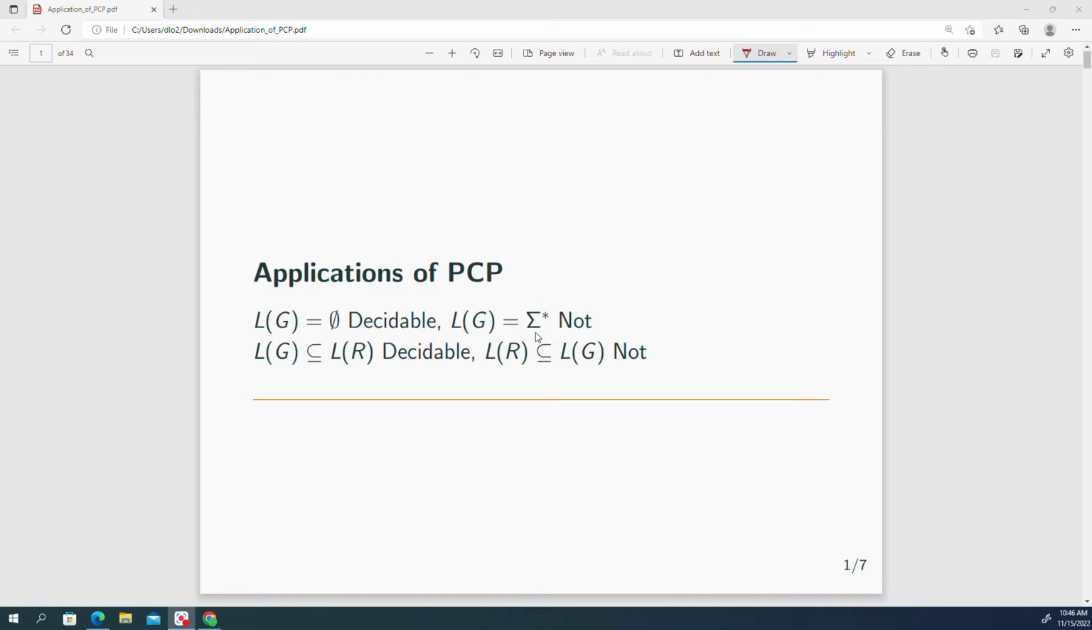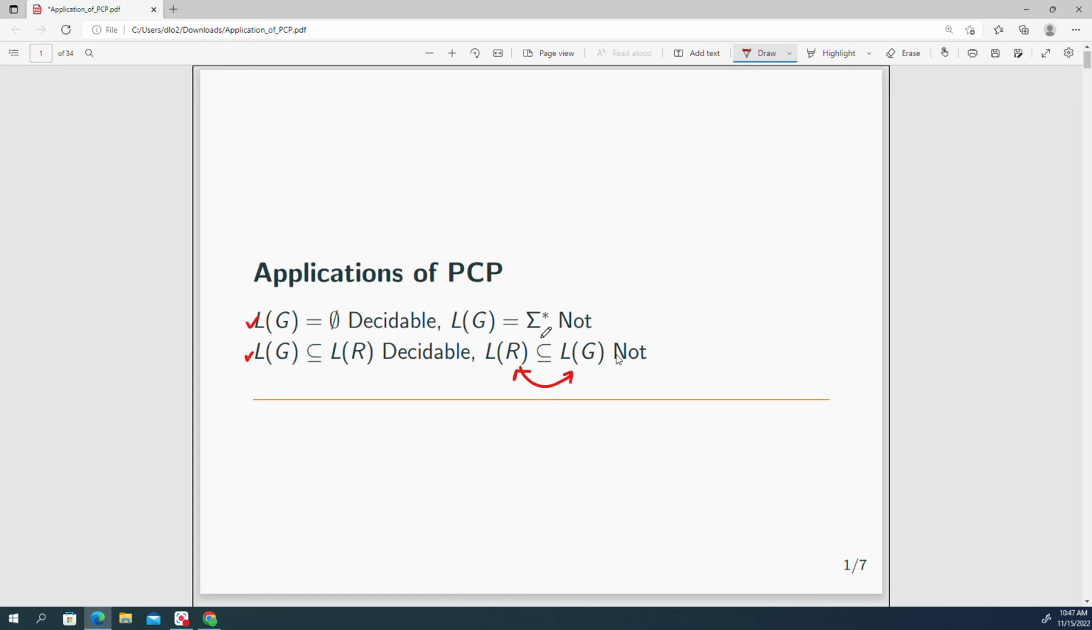Another question I will be talking about in this video is whether L(G) is a subset of L(R), where R is a regular expression and G is a context-free grammar, and this question is decidable. Whereas if you flip over the R and G, then the question of whether the language L(R) is a subset of L(G) is actually not decidable. So let's start.